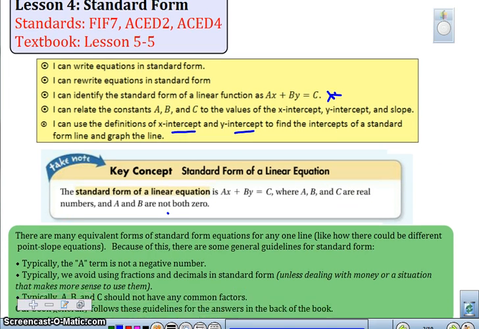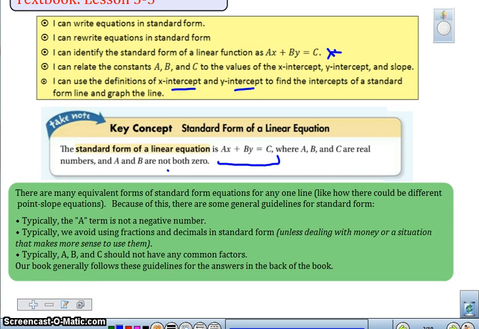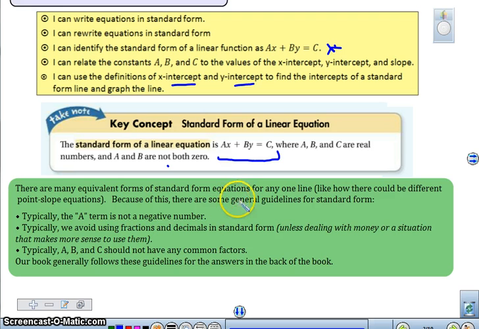So when we talk about standard form of an equation, standard form is when it's written as ax plus by equals c. Up to this point we've had slope-intercept and point-slope. There are many equivalent forms of equations for any one line.